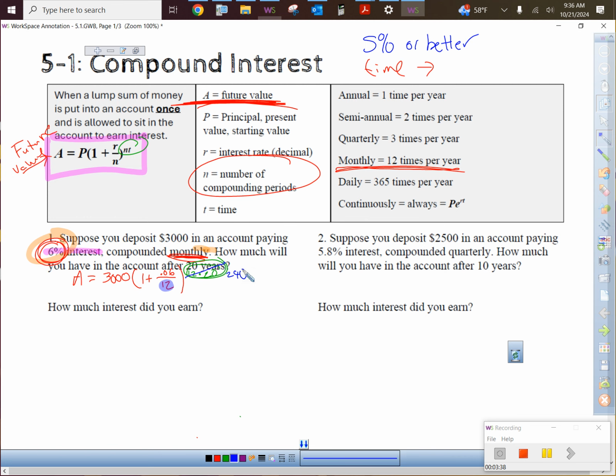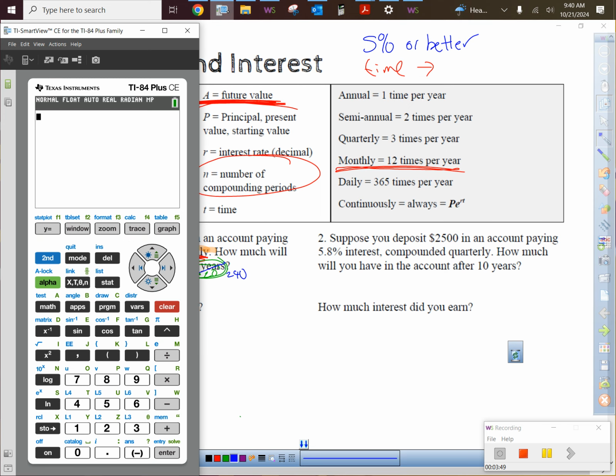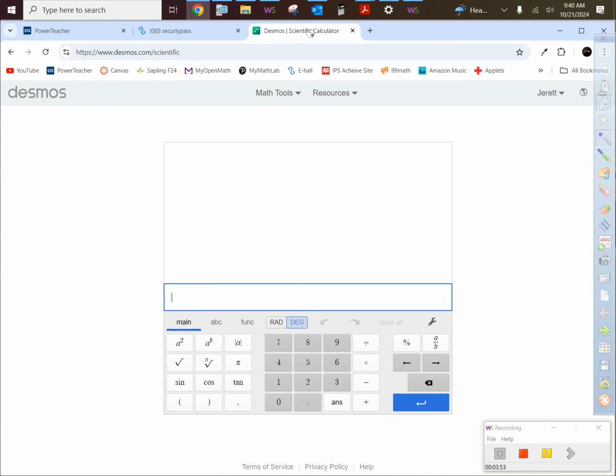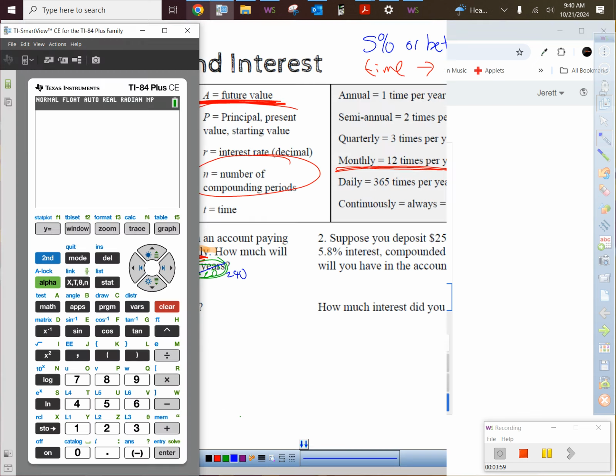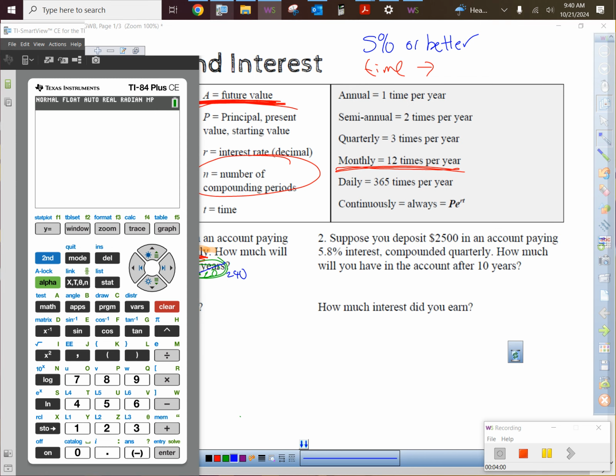And the reason why is because with this calculator, or the one that I put into the computer, I have this Desmos calculator embedded in every question if you want to use it. All you literally have to do is type it from left to right. So I'm going to do this, 3,000. And the real trick is where there was a parenthesis, you need to put that parenthesis. It's 1 plus 0.06, and then the fraction bar I'm going to use divided by 12 and close that parenthesis up.